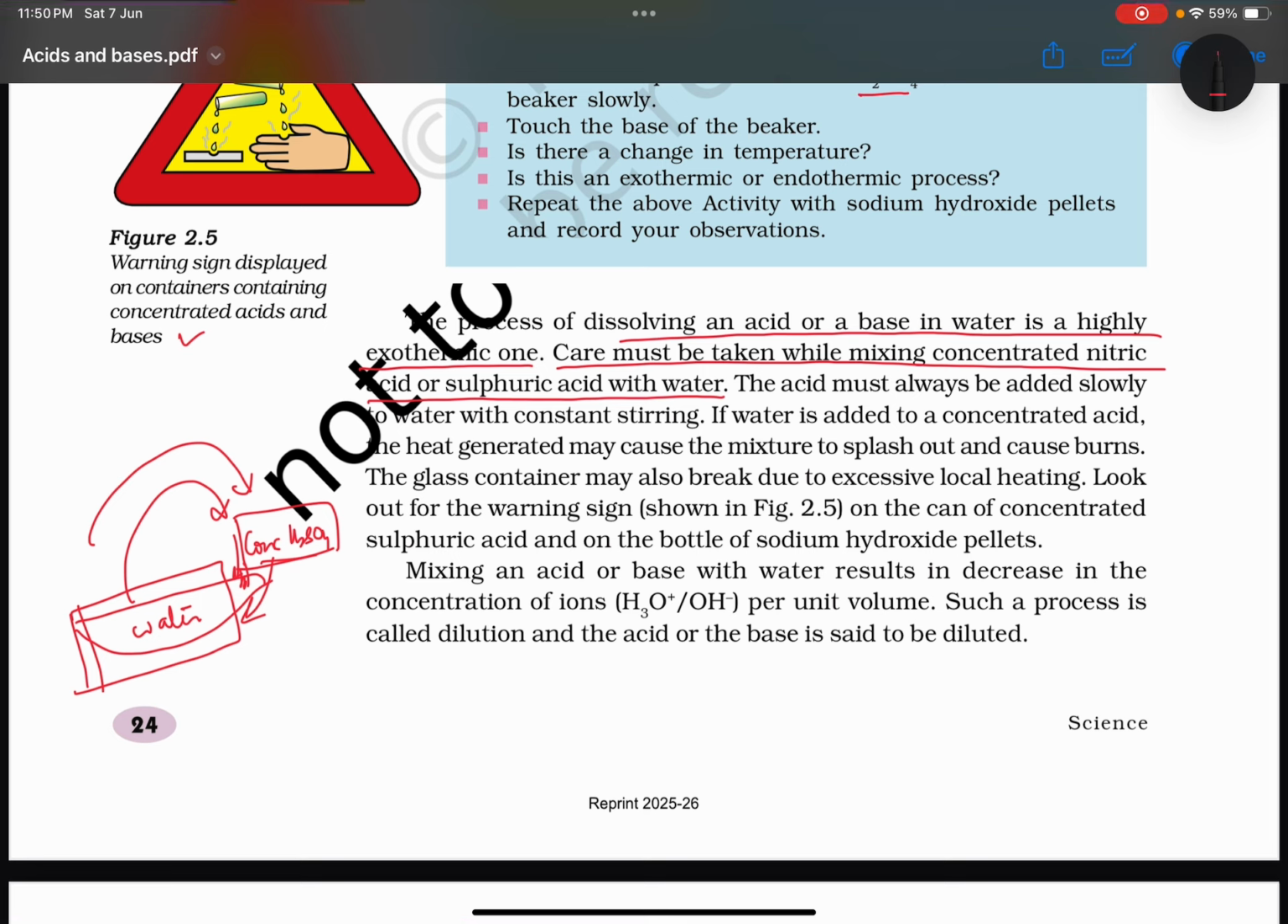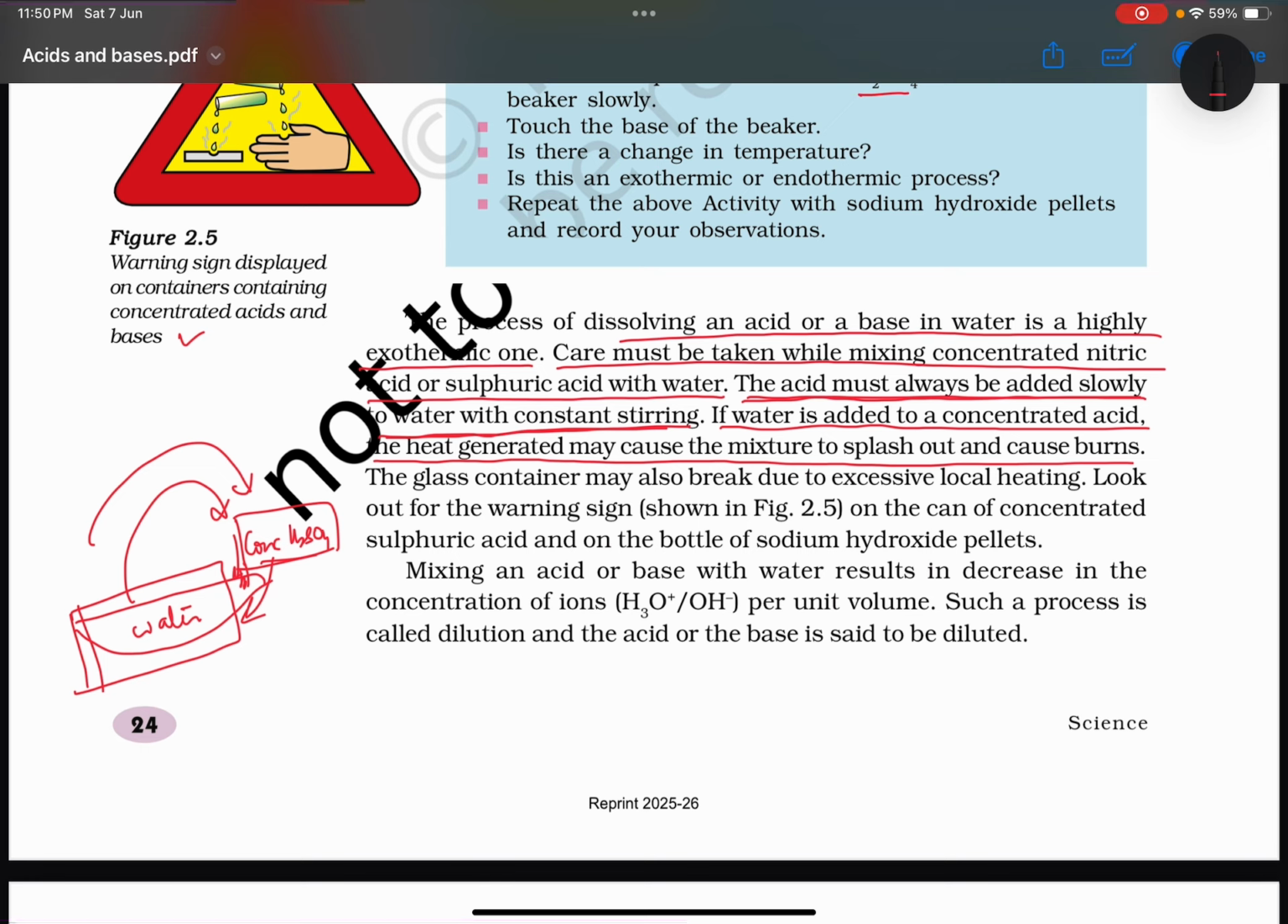Danger it is. The acid must always be added slowly to water with constant stirring. See, the acid must always be added slowly to water with constant stirring. If water is added to a concentrated acid, the heat generated may cause the mixture to splash out and cause burns. Got it, na? So we should add acid to water, not water to acid.